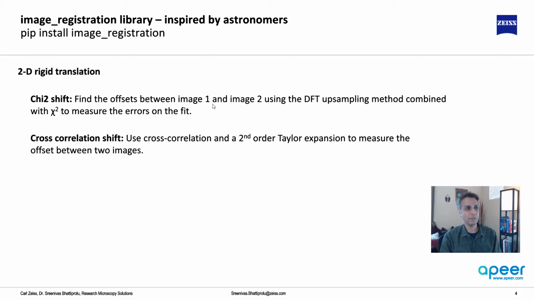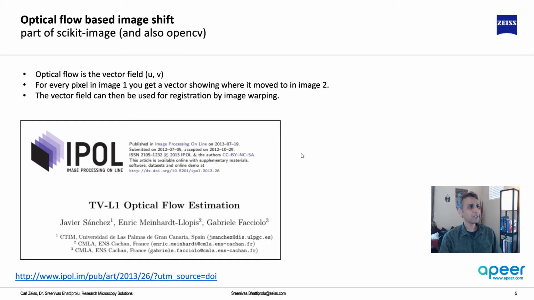But Chisquare Shift is basically you have 2 images and they use DFT, the Fourier transform upscaling method, and they combine it with the chi-square to measure the errors between the fits. And cross correlation uses, as the name suggests, cross correlation and apparently a second order Taylor expansion. If you don't know what that means, that's fine. Using it is very simple.